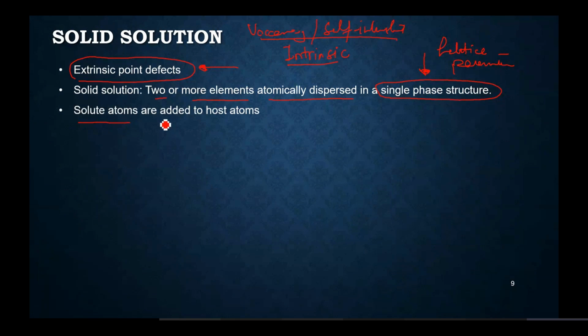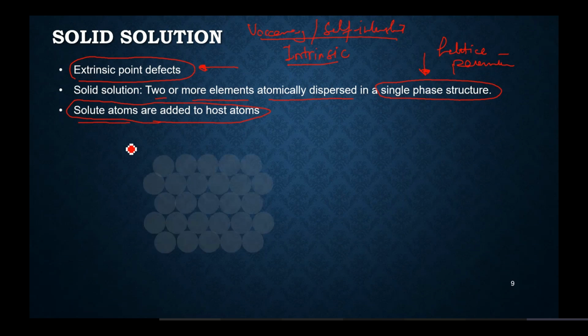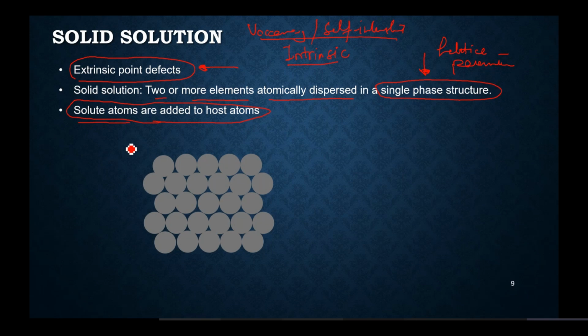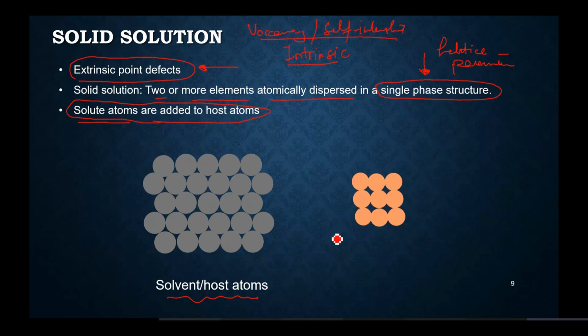Solute atoms are added to host atoms, and let's see if we have these atoms. These are the solvent or host atoms, and you have this smaller quantity of solute or impurity atoms.